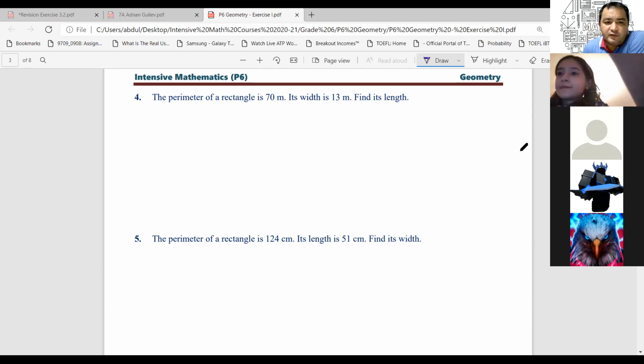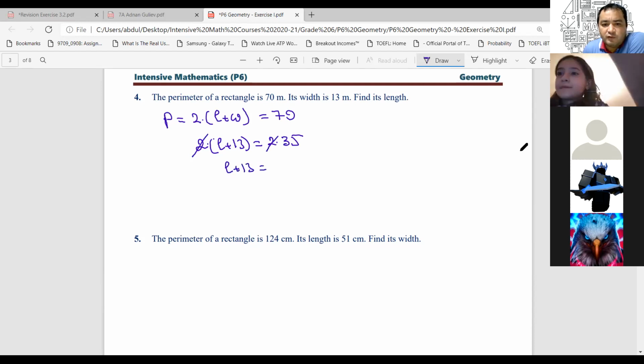Here the perimeter is given. What is perimeter? It is 2 times length plus width, right? That's equal to 70. We don't know the length, and the width is 13. I can write 70 as 2 times 35, so the 2 is gone: L plus 13 equals 35. And what is L? 35 minus 13, which is equal to 22. The length of the rectangle is 22 centimeters.